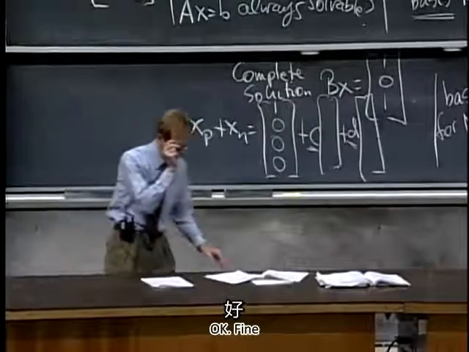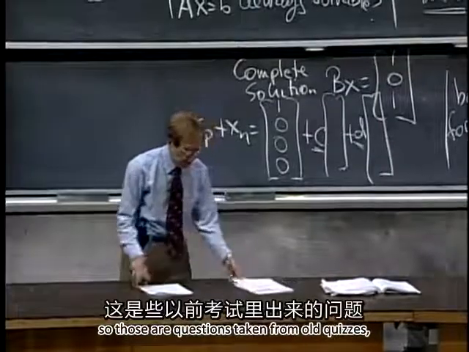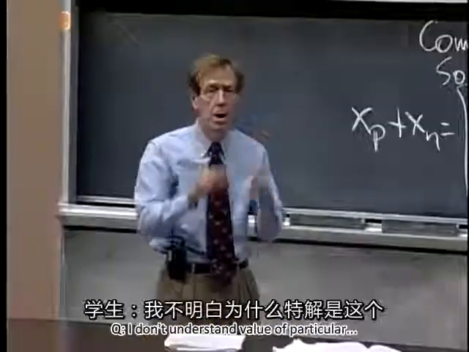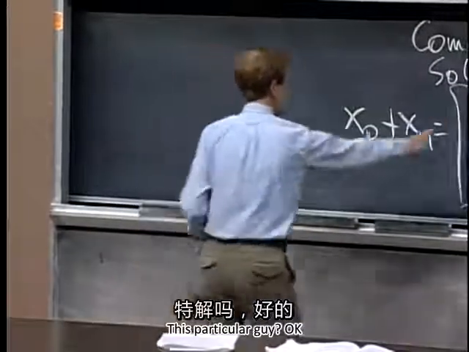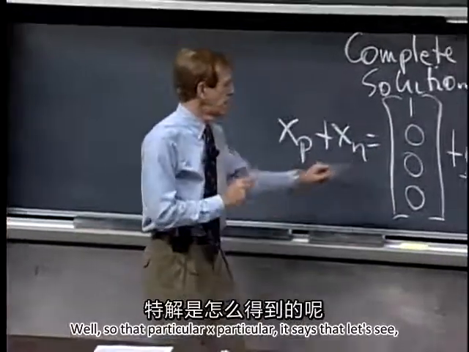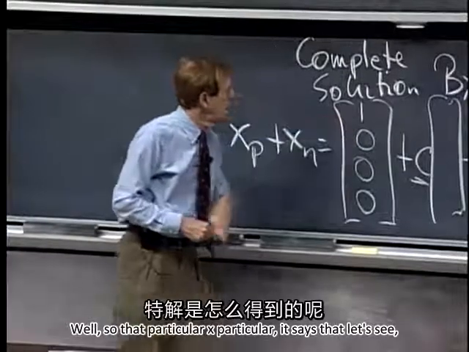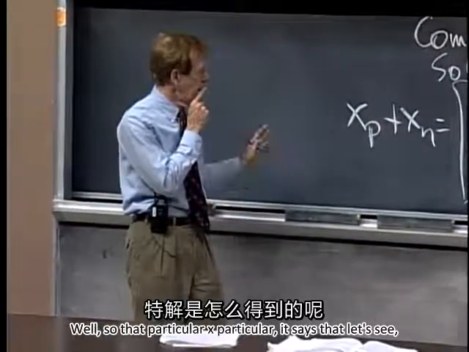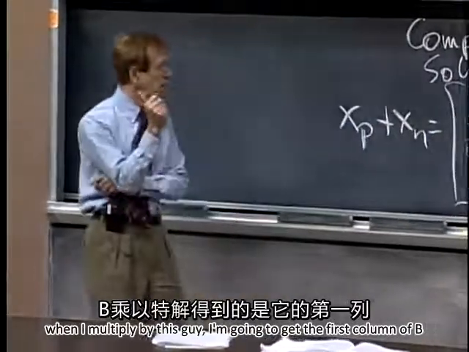Okay, fine. So those are questions taken from old quizzes. Any questions coming to mind? Yeah. I don't understand how you got X particular. This X particular guy. Okay. Well, so that particular X particular says that, see, when I multiply by this guy, I'm going to get the first column of B.